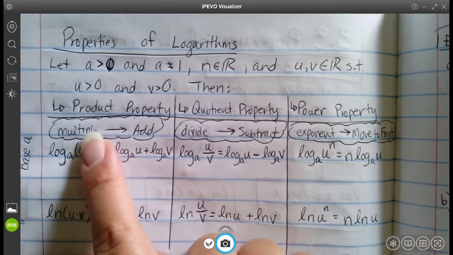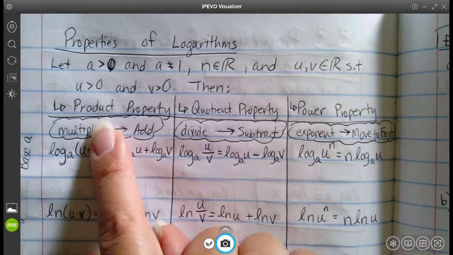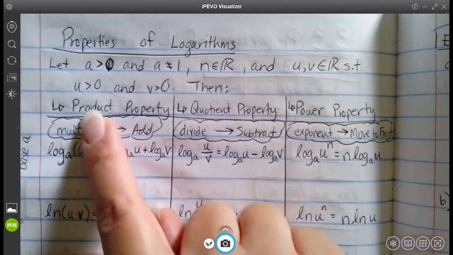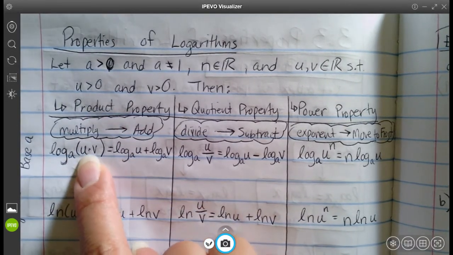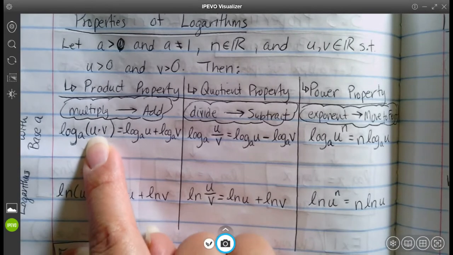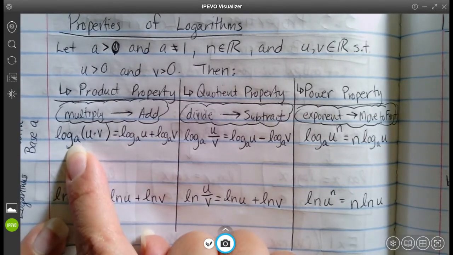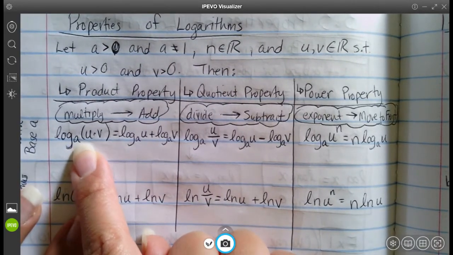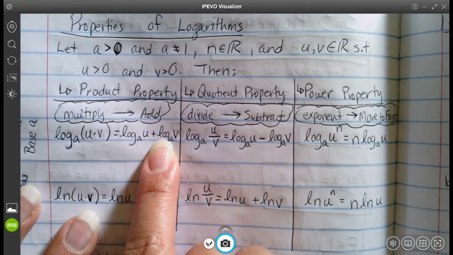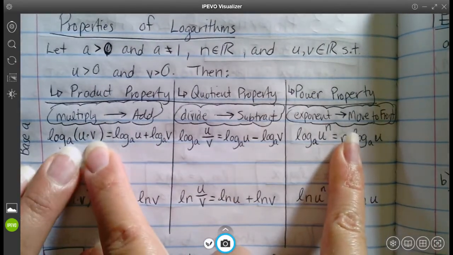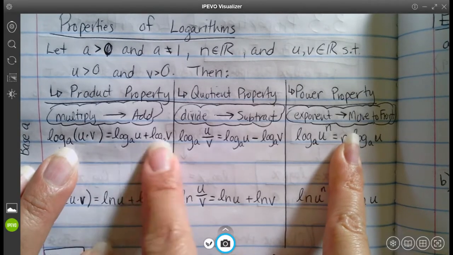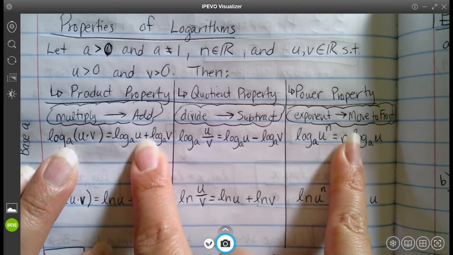All right, so we have three properties here. We have the product, the quotient, and the power. The product property basically means that if we're multiplying two numbers, again, these are positive numbers with the same base, we can expand this using addition like so. So what happens is you'll have a log for each of these numbers or terms, and you'll have a plus in between.